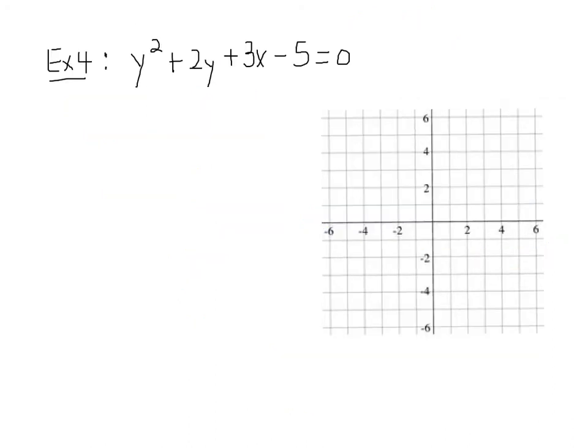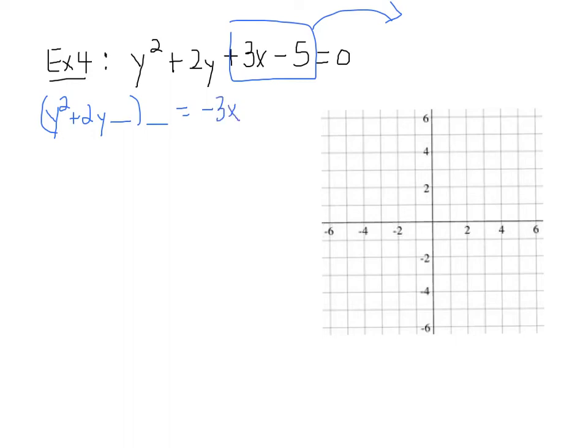This example is not in standard form, so that's going to be the first thing that you're going to do. So we're going to have to move this over to the other side. So we have y squared plus 2y, space, because we're going to complete the square, and another space, equals, when you move those over they change sign, so it's negative 3x and positive 5.